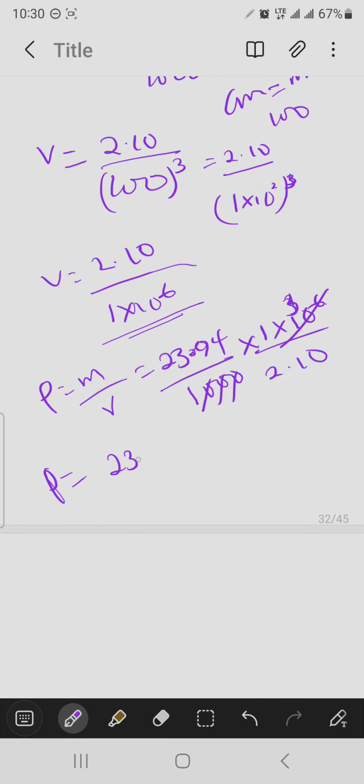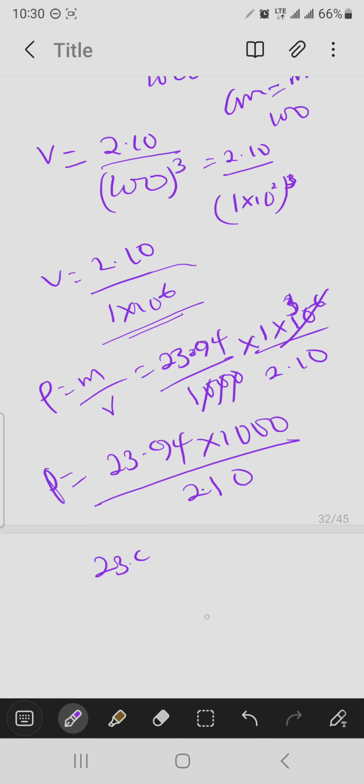Density now equals 23.94 multiplied by 10 raised to the power 3 divided by 2.10. So I now have 23940 divided by 2.10. And I hope you understand what I did. So the answer to this is going to be 11400.